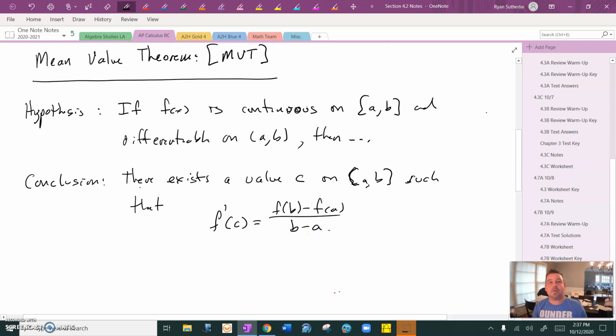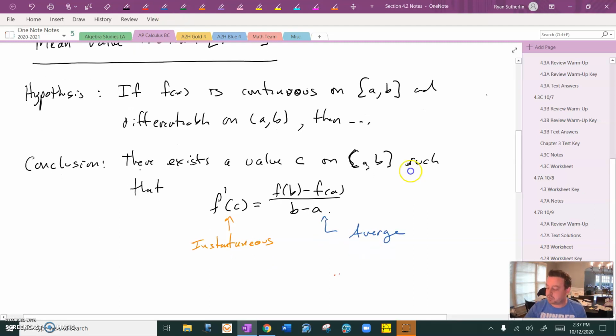So unlike our other existence theorems, this gives us a tool to find out where that value is. What is that value where my instantaneous rate of change, which is represented by the derivative, is equal to my average rate of change, represented by our formula for slope?